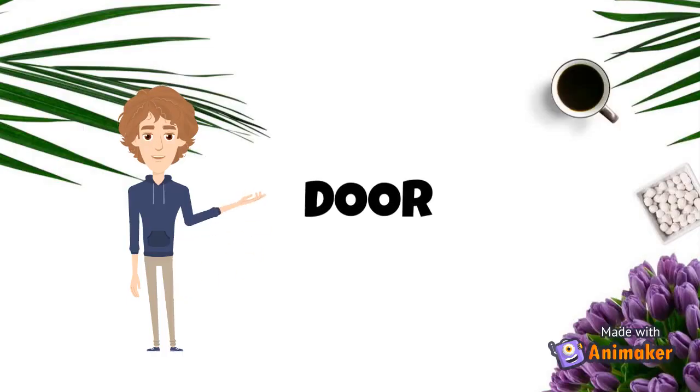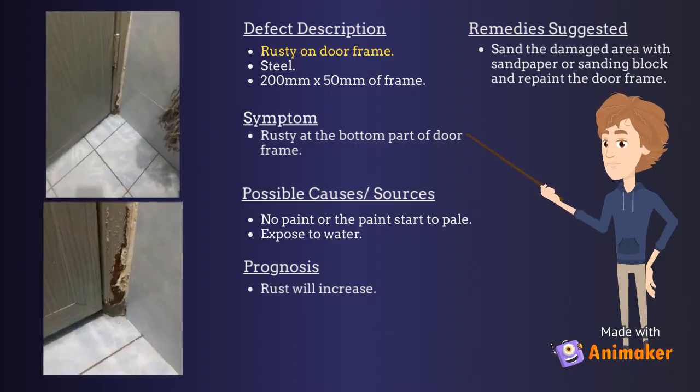The next element is door. The first defect from this element is rusty door frame. The symptom is rust at the bottom part of the door frame. The possible cause is no paint or the paint starts to peel, exposed to water. The prognosis is rust will increase. Remedy suggested is sand the damaged area with sandpaper or sanding block and repaint the door frame.